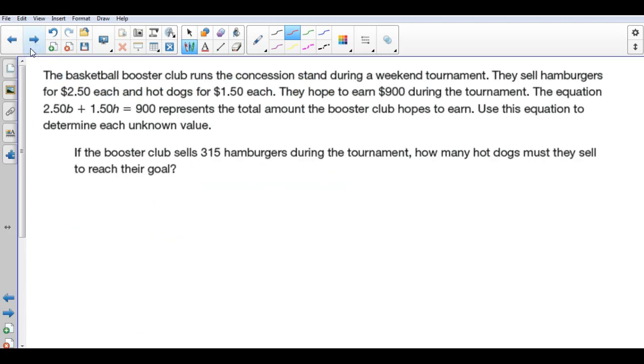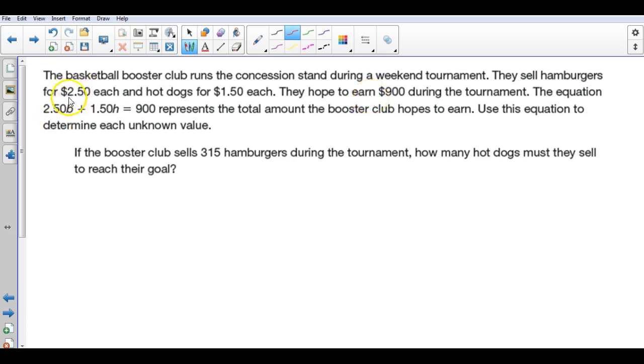Next problems. So now we're going to be given the equation, and now we're going to be solving it to figure out how much of a certain quantity they need to sell to reach a goal. So the basketball booster club runs the concession stand. They sell hamburgers for $2.50 each. Hot dogs are cheaper; they're $1.50 each, and they hope to earn $900 during a tournament. So it's a lot of games, it's a lot of food being sold.